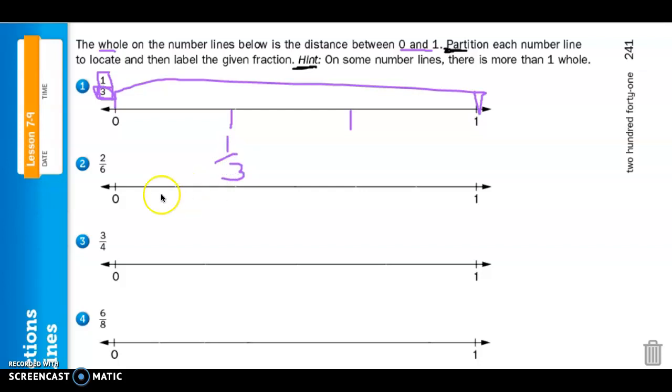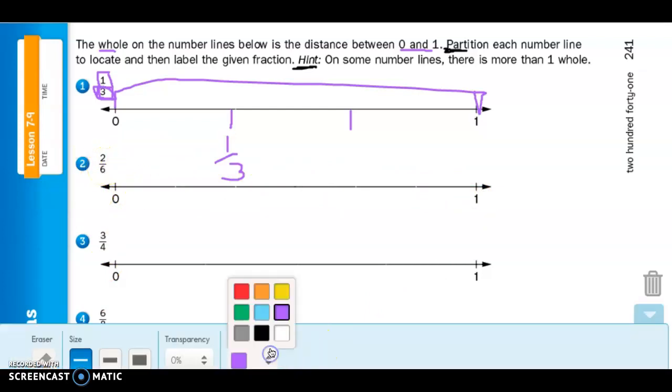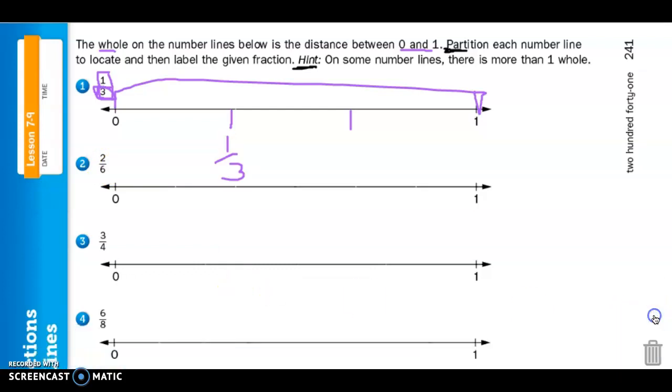Okay. That's going to bring us into our next number line. Our next number line is, well, 0 to 1. So here, this number line is our whole. We need to figure out where 2/6 is going to be. Well, up above, we have thirds. And if we know about fractions, if I draw a line in between, if I split these in half, our denominator doubles. So I'm going to do 1/3. I'm just going to copy my lines down here.